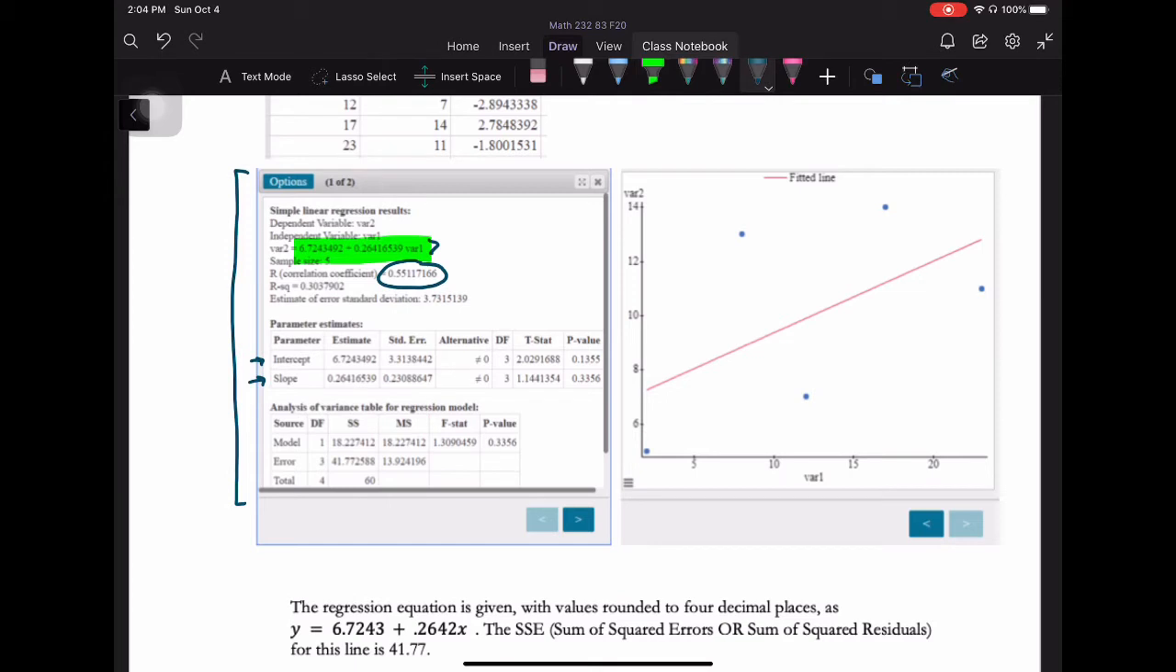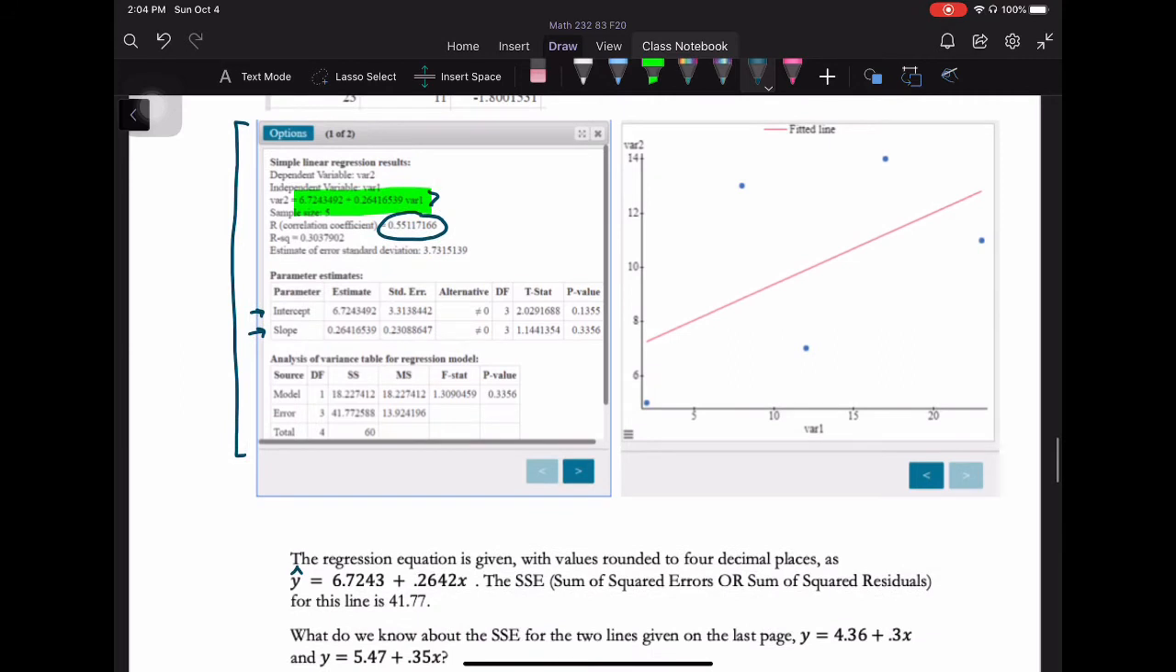We have 6.7243 plus 0.2642x. And actually, this is a regression equation. We should have a hat on that. Y hat, the sum of squares of the residuals for this line is 41.77. And that can be found in your chart where we're talking about the error, which is our residuals, and SS stands for sum of squares.